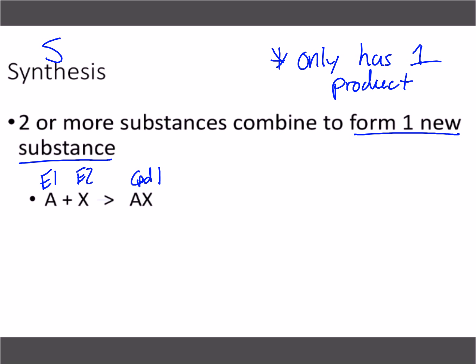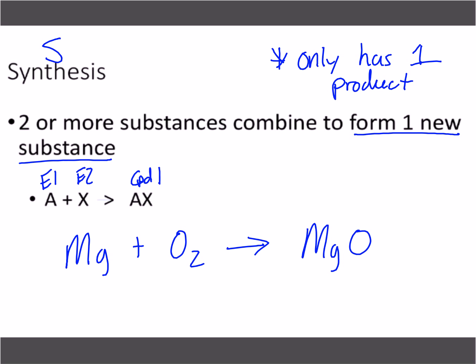So the example, the demo, well, I didn't do the demo for you guys, but we will do a demo at some point. A common reaction is where we take magnesium and we add it to oxygen, and then it forms magnesium oxide. Go ahead and balance this equation right now. So when we balance this equation, Brandon, you want to go for it? 2 magnesium plus 2 oxygen. Well, this is oxygen equals 2 Mg. 2, 1, 2 is what you would have for your coefficients.